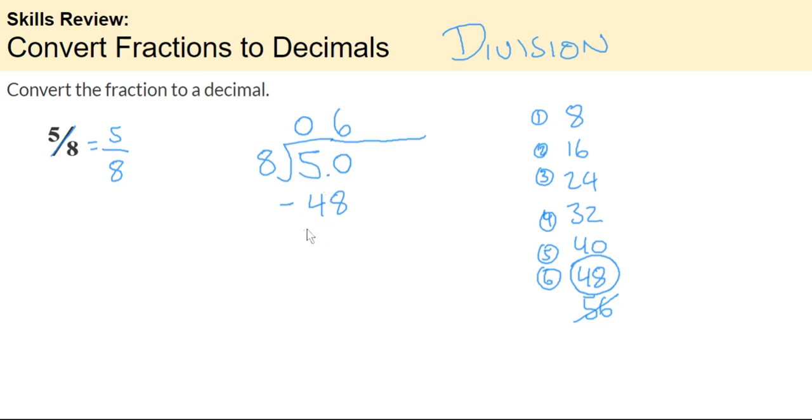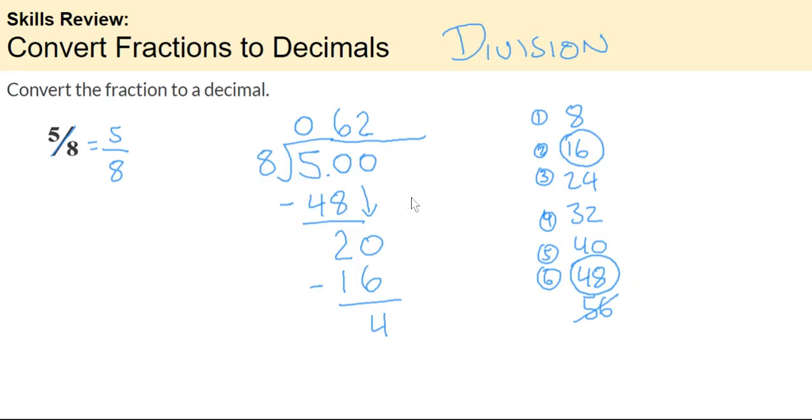What do we get? 50 minus 48 is 2. I still have 2 left over, so I'm going to add another 0. That doesn't change the value. 5 is the same as 5.00. Now 20 divided by 8. How many times can 8 go into 20? 24 is too big, so I'm going to use 16. That means I'm taking out 2 sets of 8. 2 times 8 is 16. Let's subtract that. 20 minus 16 is 4.